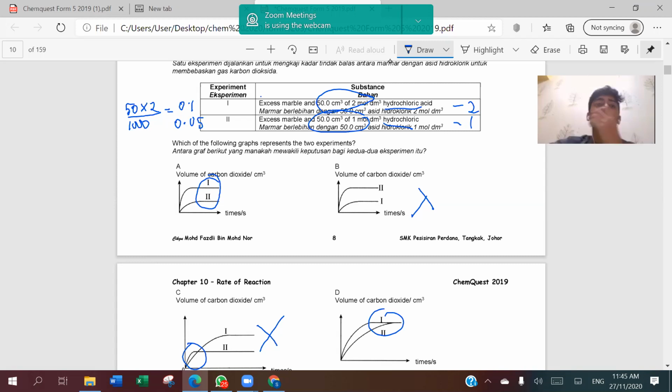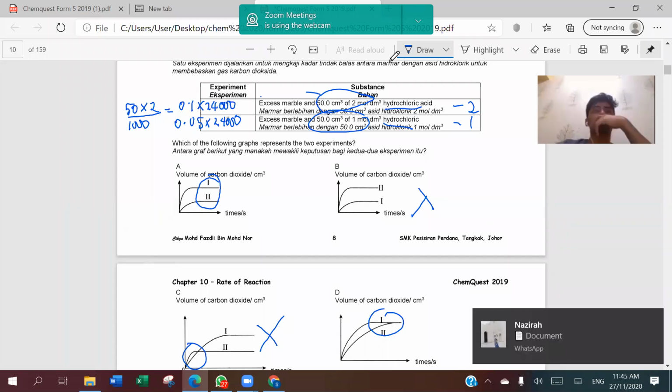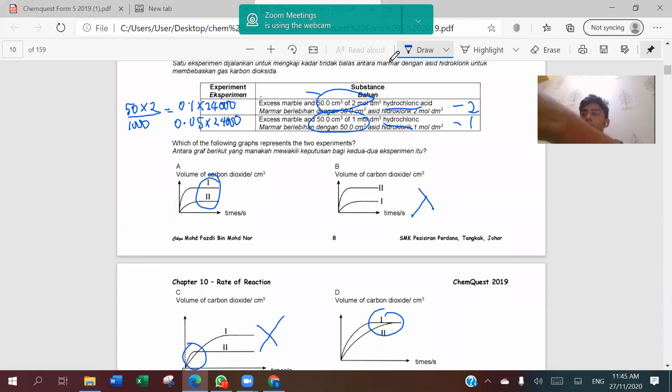Yes. Okay, when the teacher wants to find volume, I must multiply by 24,000 because I want to find it in centimeter cube. Okay, all of you times 24,000. Actually, from the number of moles already, I should know.